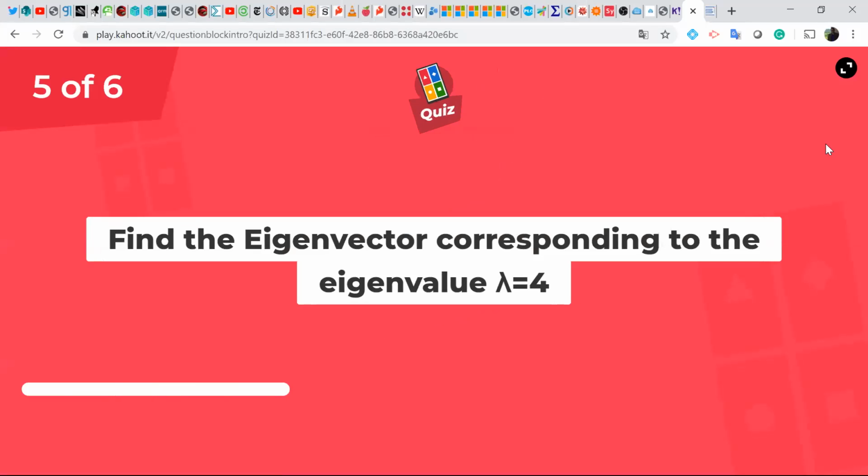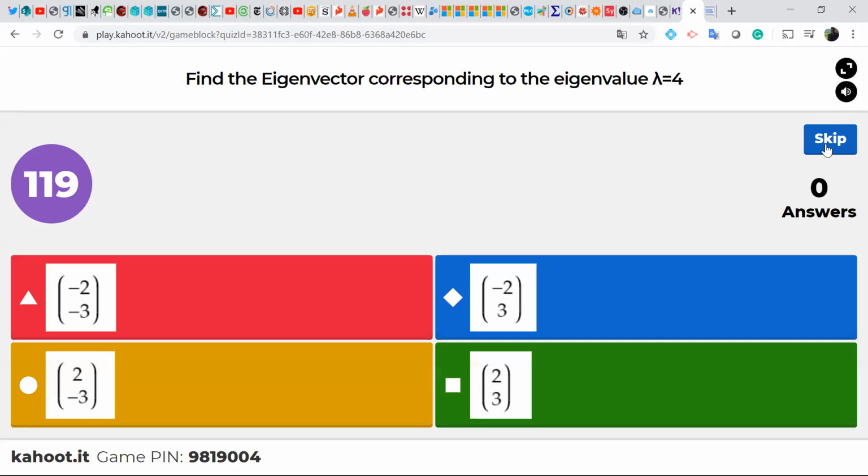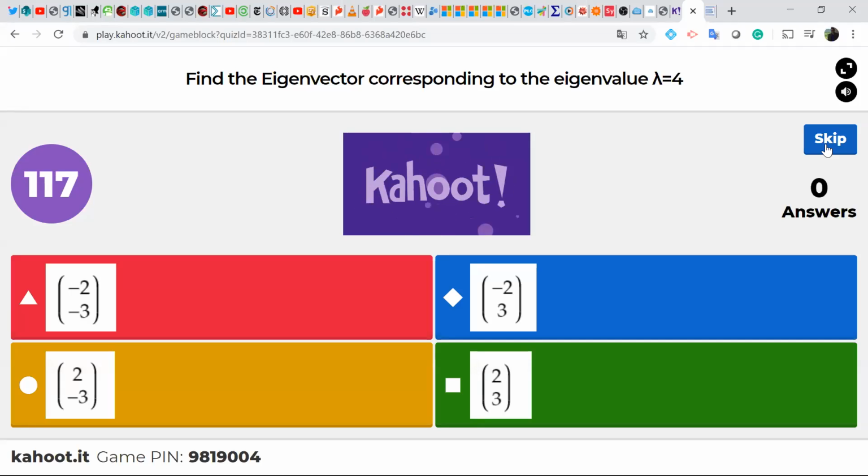Okay, so next question. Now we're going to use the eigenvalue lambda equal 4 using the same coefficient matrix.